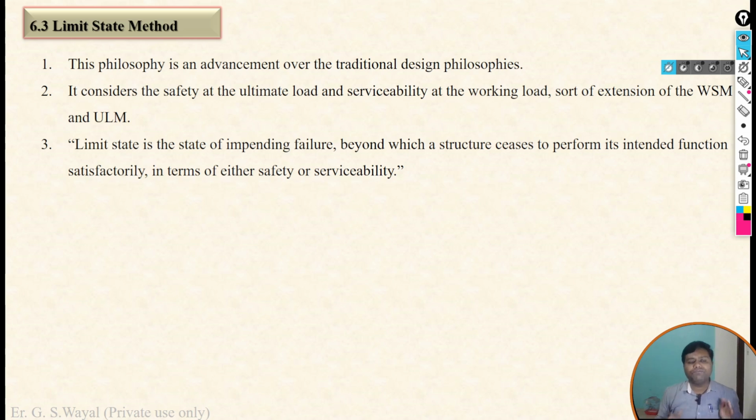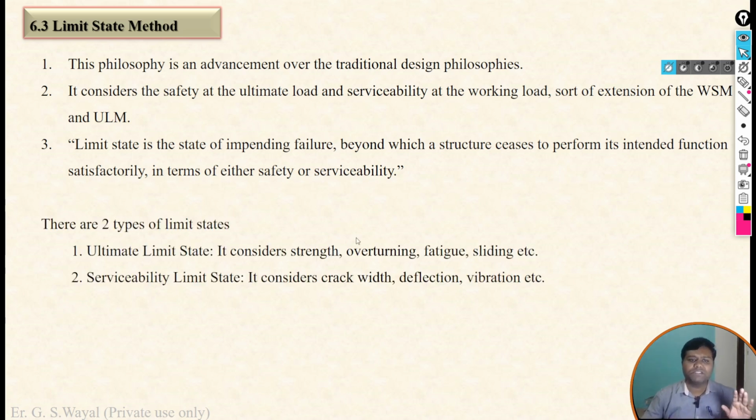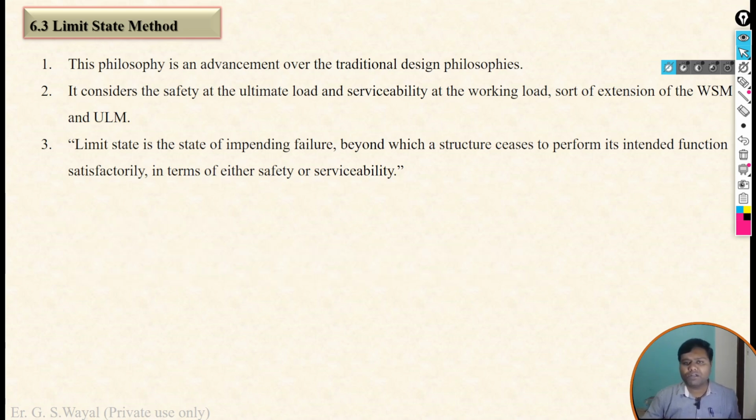In short, the limit state method gives satisfactory results for safety as well as serviceability. For both conditions, the limit state method is the most efficient and most economical as compared to the working stress method. Now, just a summary of the working stress method, ultimate load method, and the limit state method.